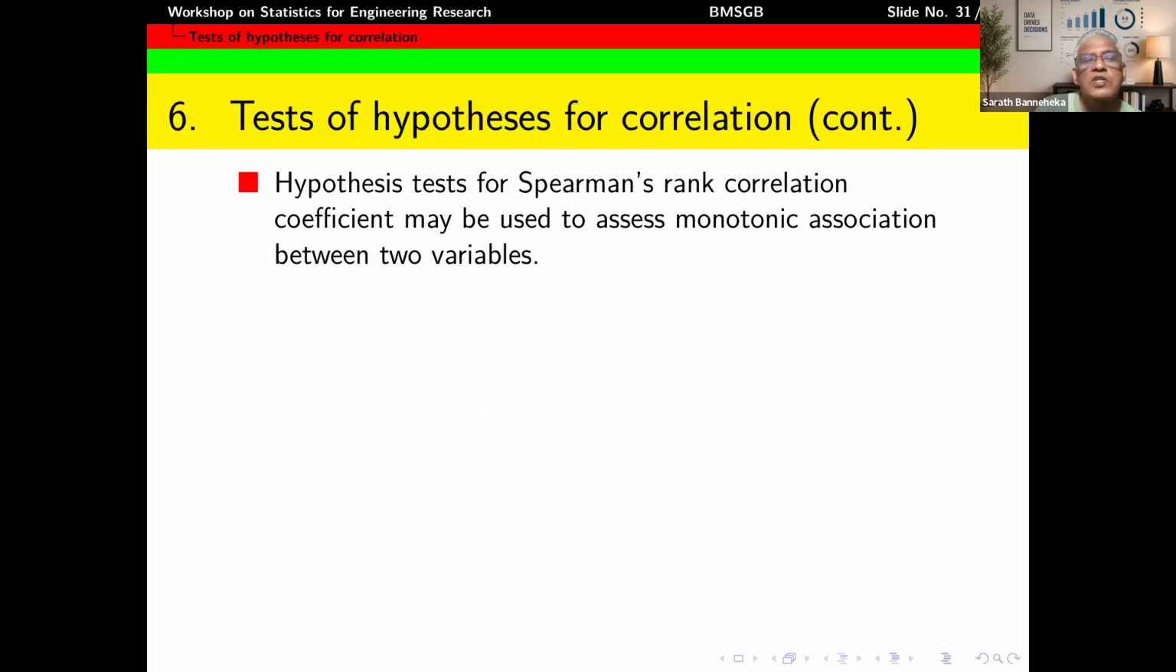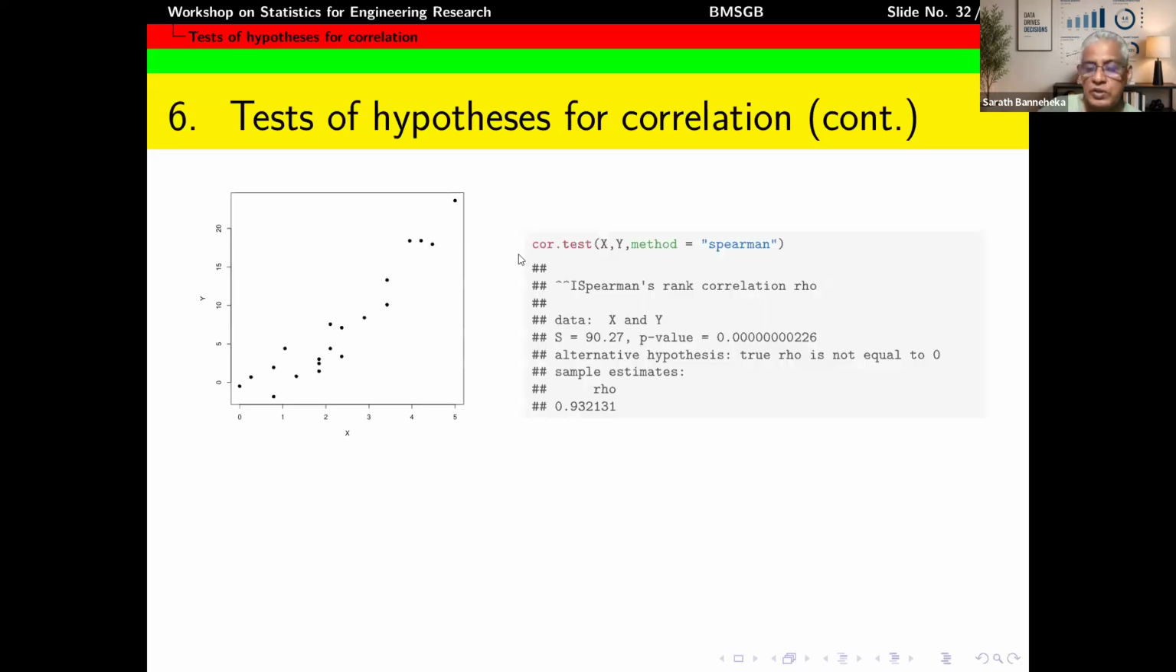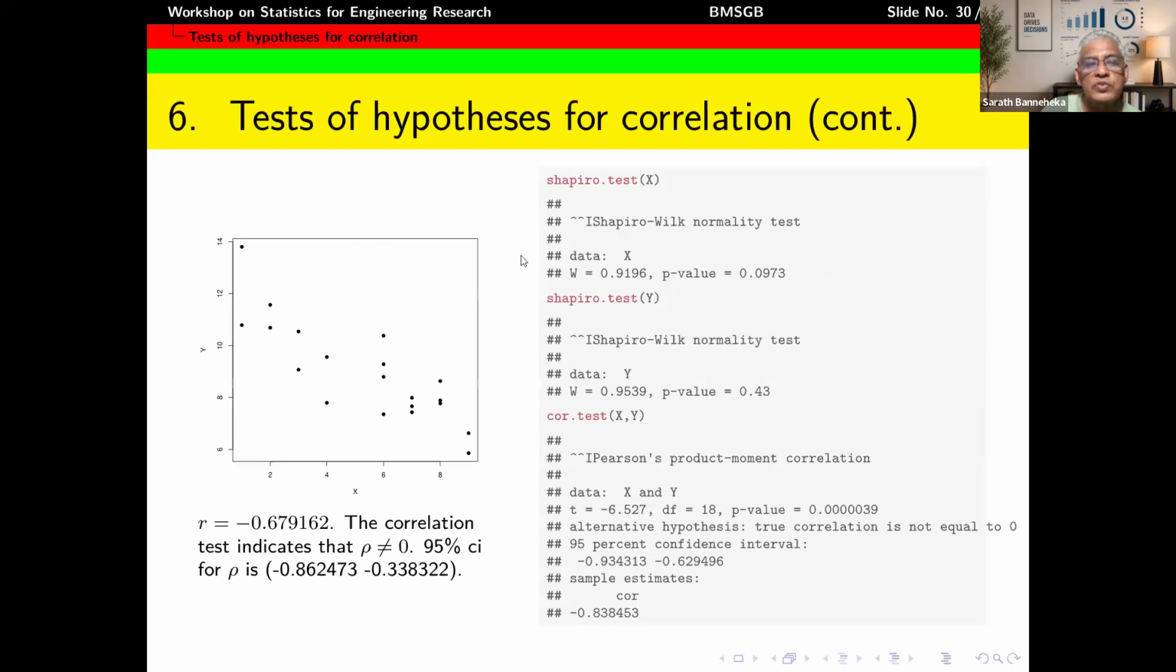Similarly, the hypothesis test for Spearman's correlation coefficient. You would carry out that kind of correlation test to test whether the population Spearman correlation coefficient is zero or not, when there is evidence of a monotone nonlinear relationship in the sample. In that case, the R command that you use is the same as this command here.